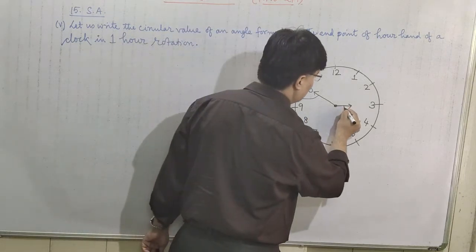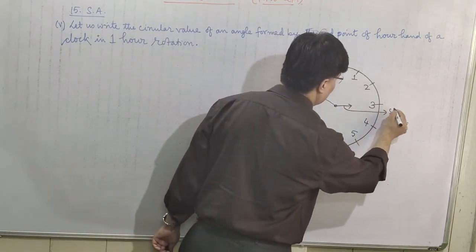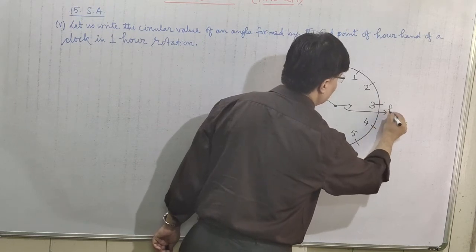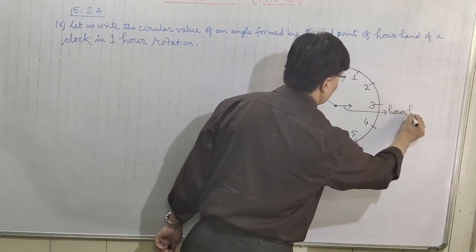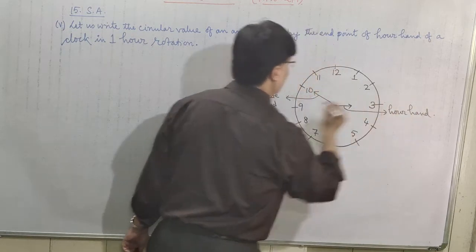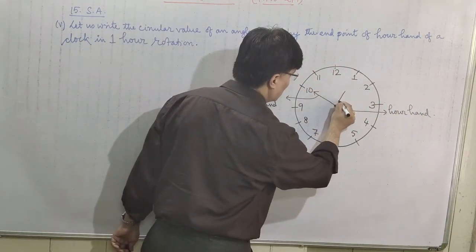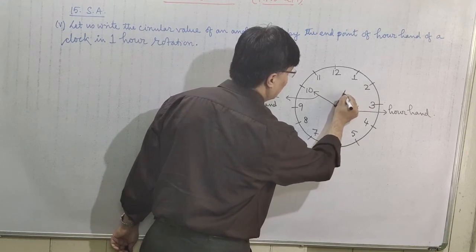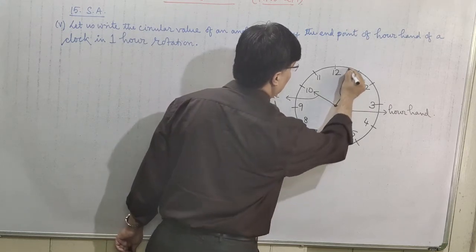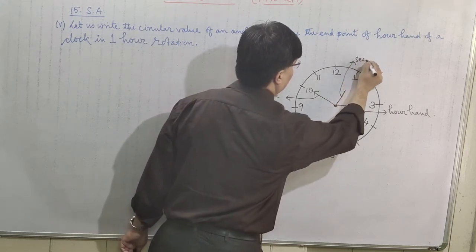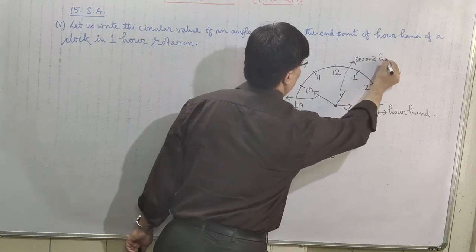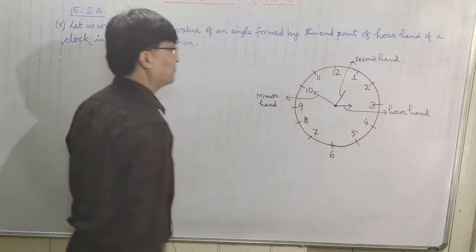And this is known as what? Second hand. Not second hand, hour hand. This is known as the hour hand. And there is the second hand. So this second hand keeps rotating here, right? This is known as what? Second hand. Okay?